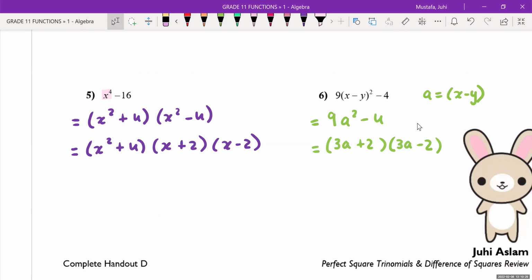And then at the end, I'm going to bring back what was my a. So it's going to be 3 bracket x minus y plus 2 and 3 bracket x minus y minus 2. And distribute.